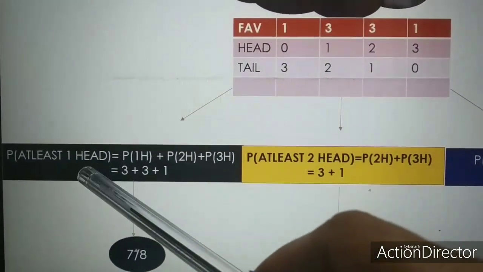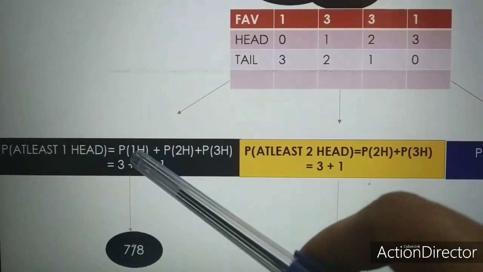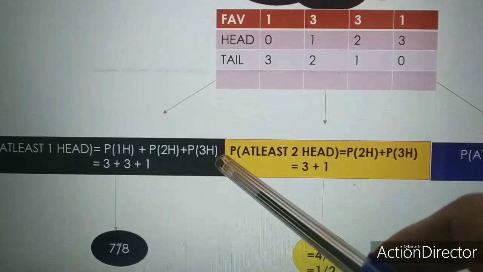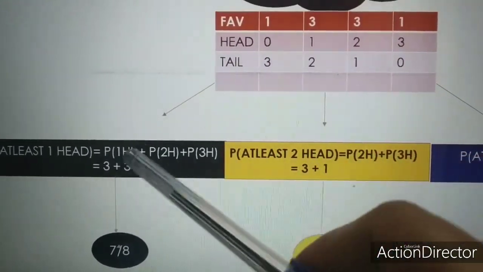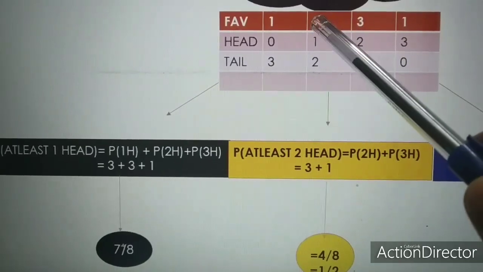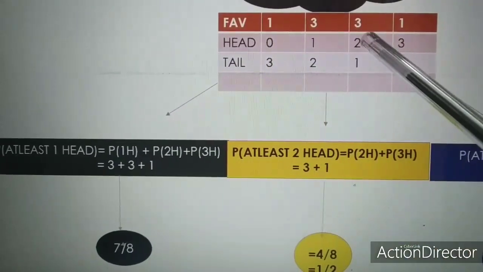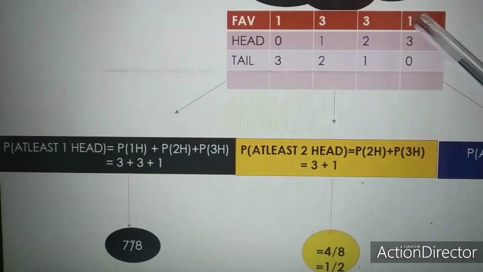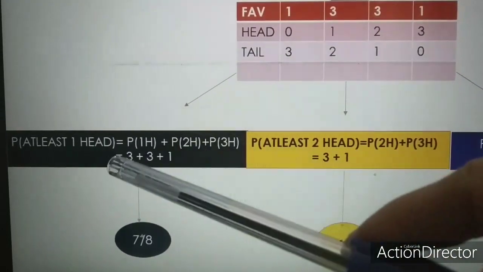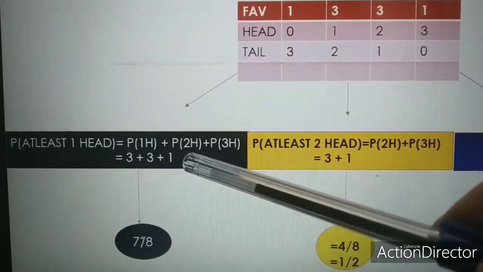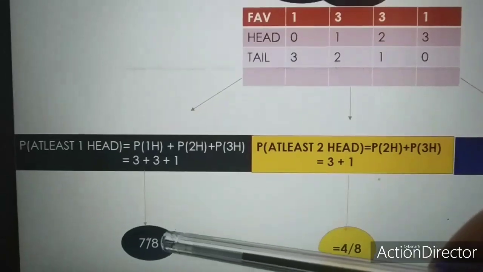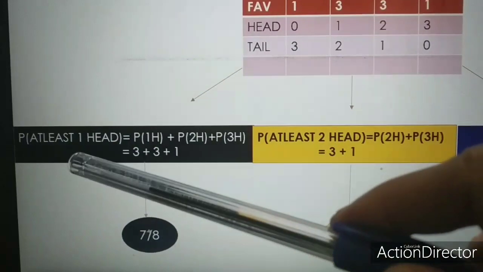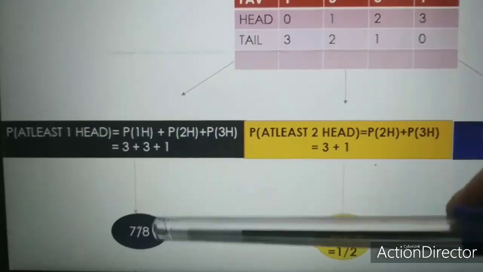So for at least 1 head, my probability will be probability of 1 head plus probability of 2 heads plus probability of 3 heads. Now you look into the table. What is the probability of 1 head? The favorable outcome for 1 head is 3. For 2 heads it is also 3. And for 3 heads it is 1. Now I just have to add all the 3 values. 3 plus 3 plus 1. 6 plus 1 is 7 by 8. I write the total number of outcomes as the denominator also. So my probability of getting at least 1 head will be 7 upon 8.